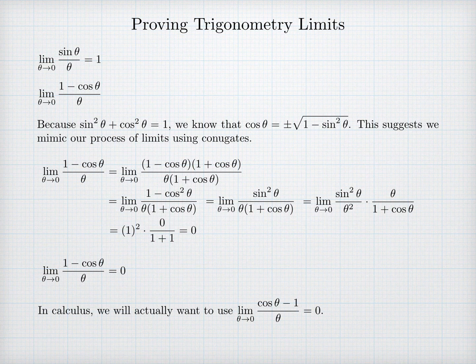In calculus, we usually want to think about the limit that's in the opposite order, cosine theta minus 1 over theta, because that will be the derivative of cosine at x equals 0, or at the angle 0. So that's how I can use some geometry to help me calculate some limits.